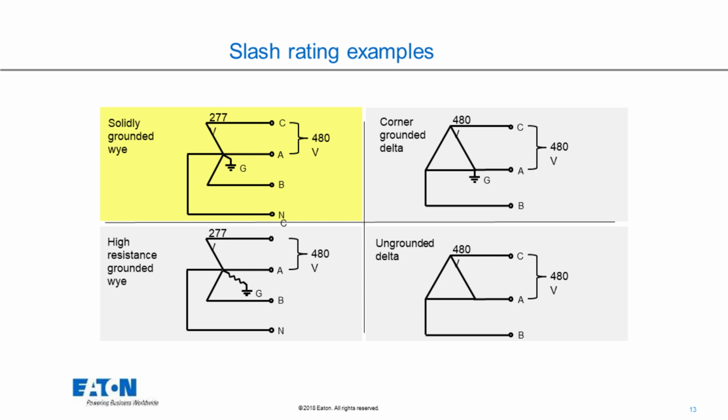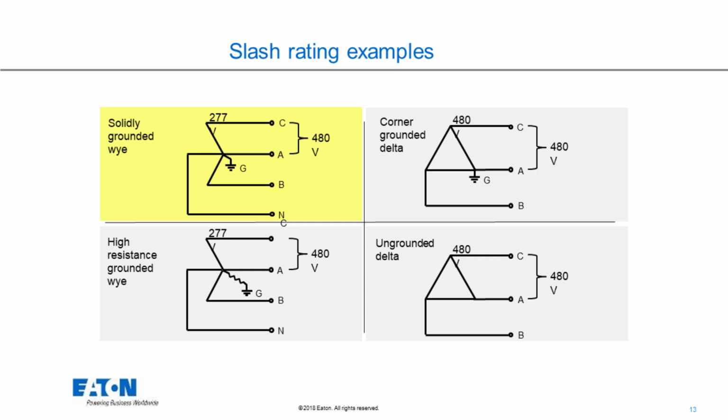Over to the right here, corner grounded delta, a fault from C to ground is going to be 480, and that's higher than the lower value of 277. So we couldn't use it on a corner grounded delta. Below it, on an ungrounded delta, a line-to-line fault, like C to A, is also considered to be a line-to-ground fault. So that would be higher than the 277, so we can't use it on an ungrounded delta.